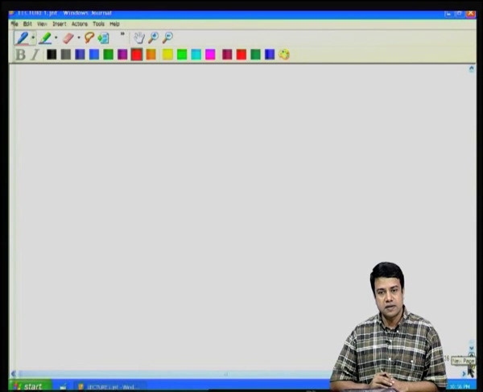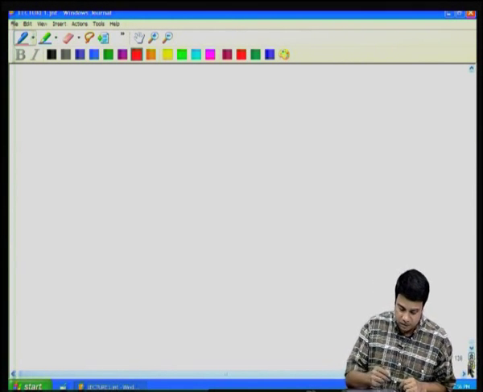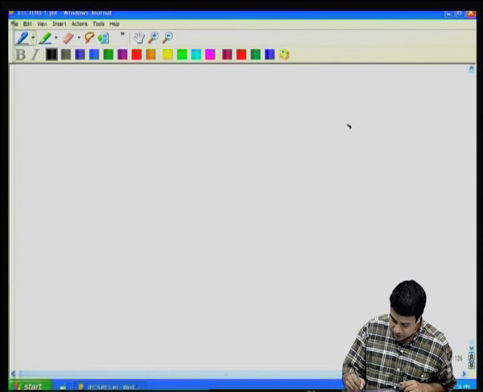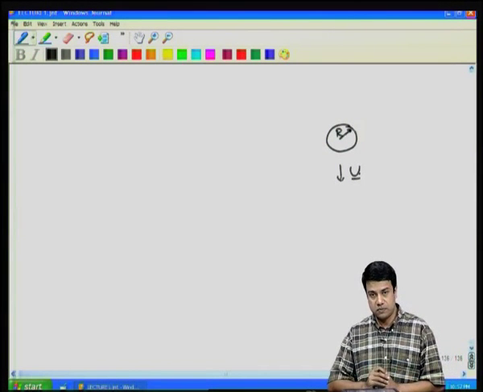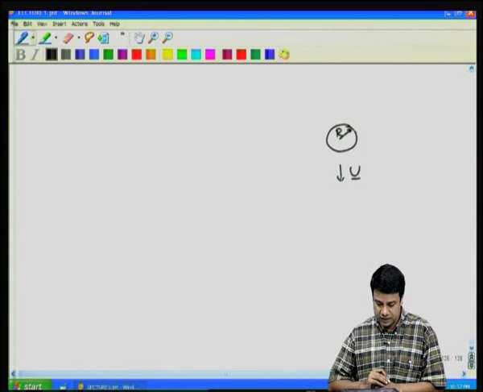For definiteness, let us look at a specific problem, and that is of a sphere settling in a fluid. A sphere of some radius r settling in a fluid with some velocity capital U. And we want to find out what is the velocity field around the sphere and what is the net force exerted on the sphere due to the fluid around it.